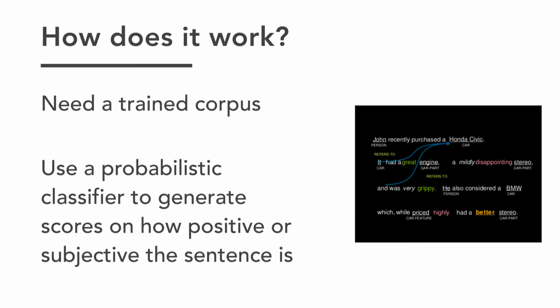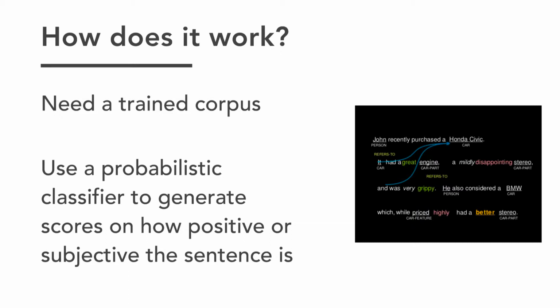Once you have that trained corpus, and there are many out there for people to use for free, you don't have to train your own, then you can use a machine learning algorithm or a rule-based model. One of the most common is the naive Bayes algorithm, which is a family of probabilistic algorithms that uses the Bayes theorem to predict the sentiment of text.